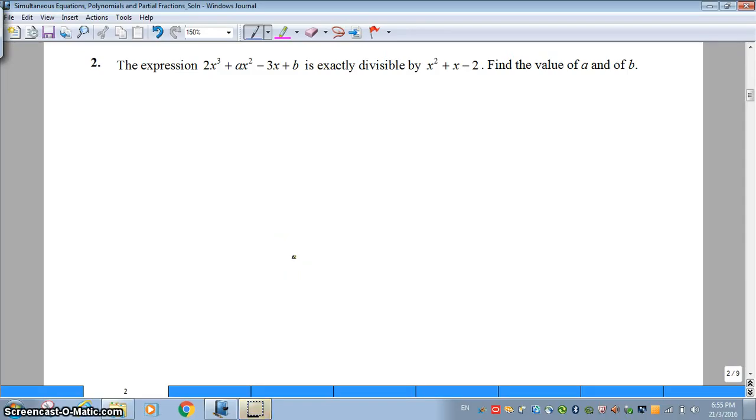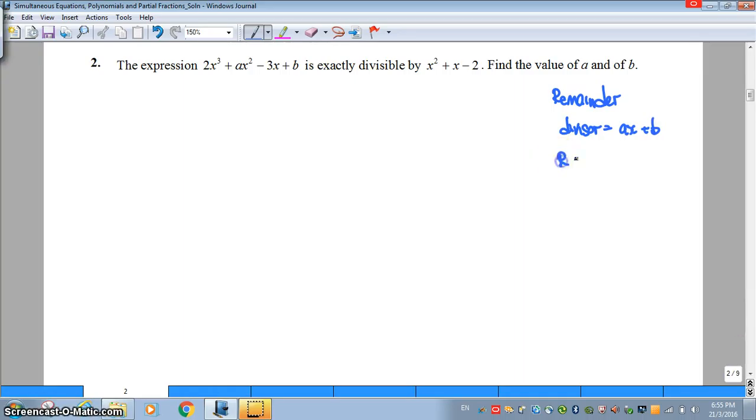In question 2, we are going to take a look at remainder and factor theorem. Just a quick recap. The use of remainder theorem means that if a divisor is given to you as ax plus b, please equate your divisor to be equal to 0 and find out what is the value of x. In this case, it will be negative b over a.